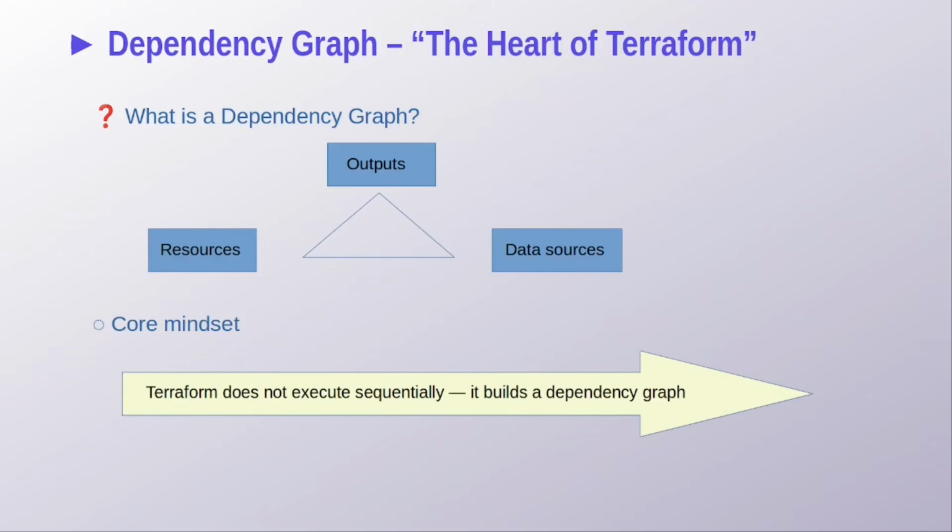Please remember these sentences. Terraform does not execute sequentially. It executes a dependency graph. How are dependencies created? Dependencies are created in two ways: automatically, when one resource references another, and manually, using depends_on.